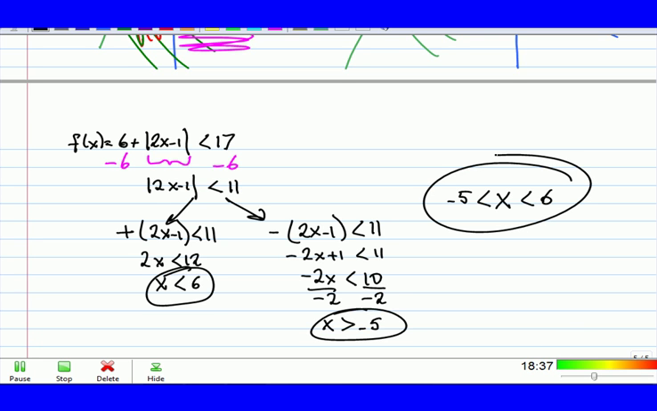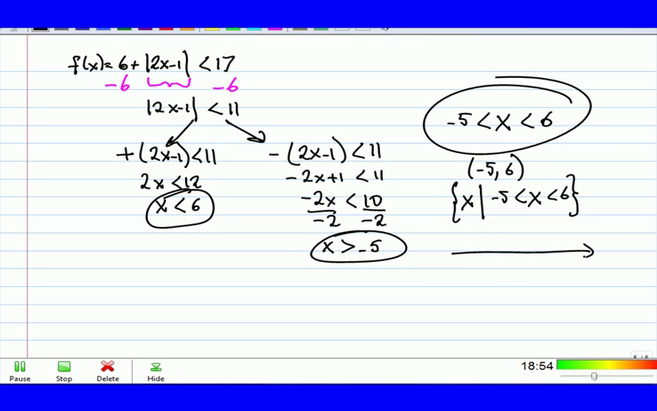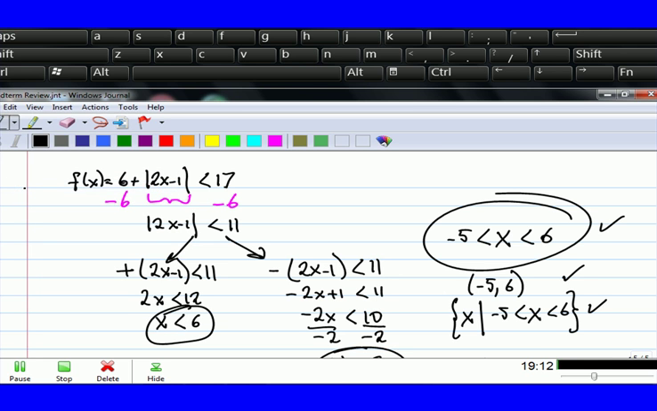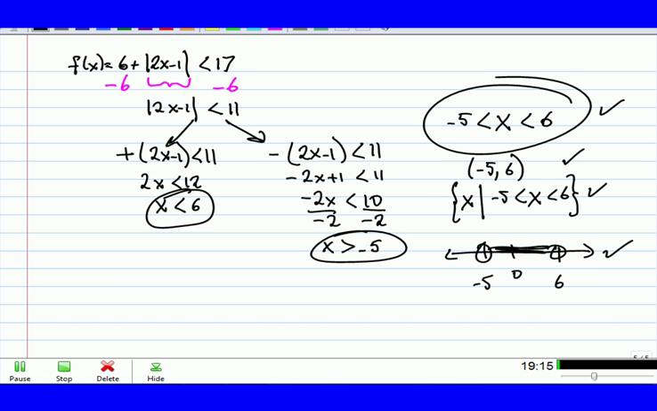You can show it like this, or you can show it in interval notation, negative 5 to 6. Or you can say x such that, that's the set notation: x is between negative 5 and 6. What else do you have? You can have number line notation, and then put 0, negative 5, and 6. So this notation, this notation, this notation, and that notation are perfectly fine for this. Okay, so let me save this thing.